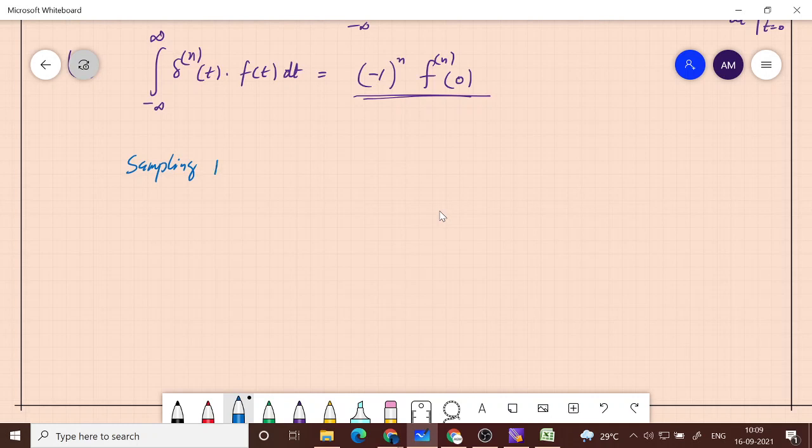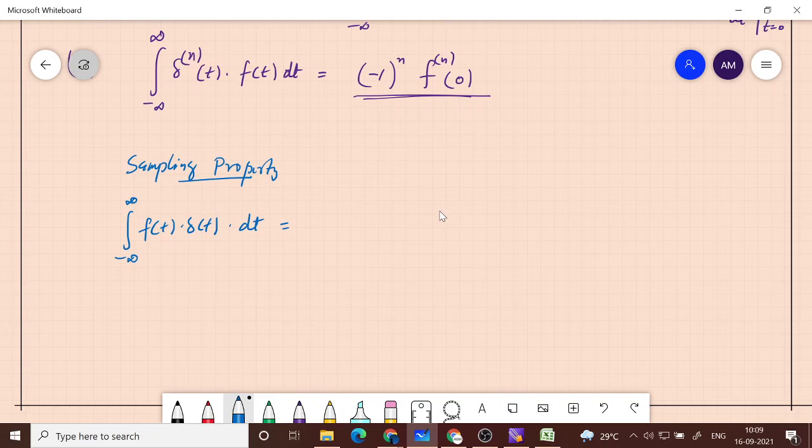Sampling. Does it basically mean shifting of the impulse function? Yes, it is shifting of the function. So this is a generalized version of the sampling property. A sampling property you can just write like this also: the integral of f of t into delta of t dt.